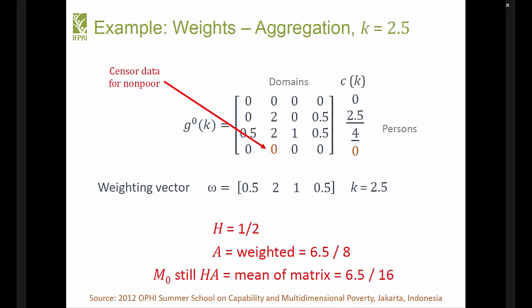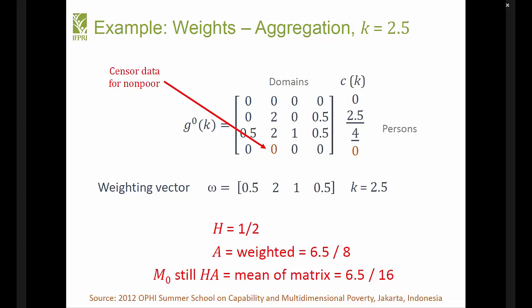And then M0 is still the mean of the censored matrix, which is H times A. So H is still 1/2. And A is now weighted. So the weighted A is now 6.5 over 8. Remember, A is the average of 2.5 over 4 and 4 over 4, the average of those two. And remember, if I have any typos, we're almost at the end.